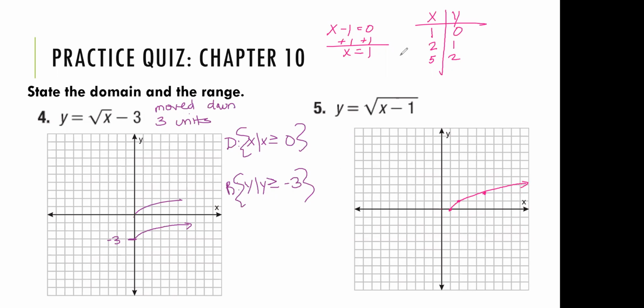Then when I write my domain, remember those are my x values. I look, x starts at positive 1, so x has to be greater than or equal to 1. And then my range, those are my y values. It starts at 0, so y has to be greater than or equal to 0.